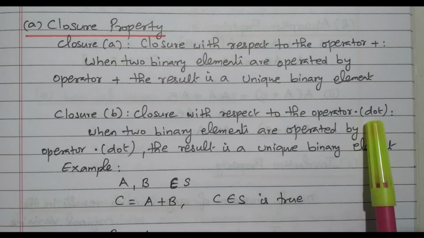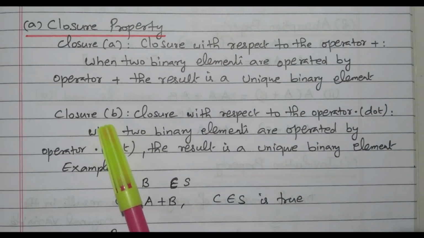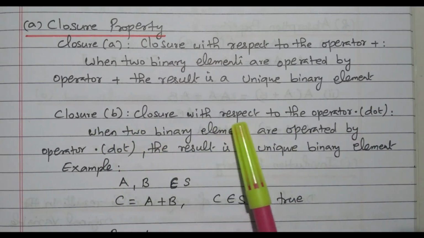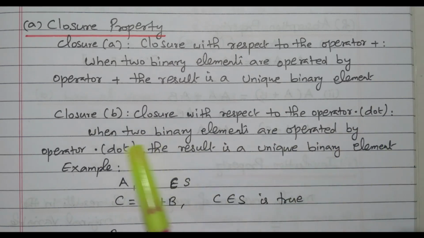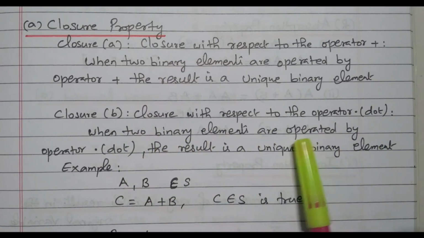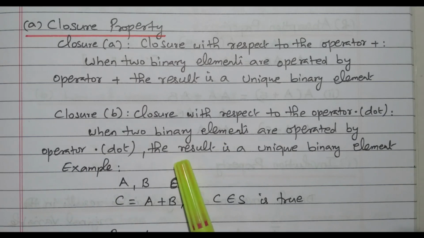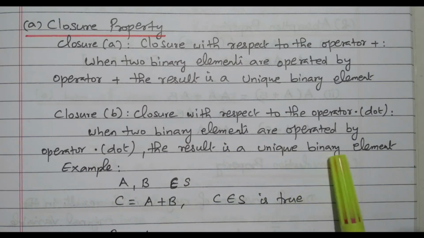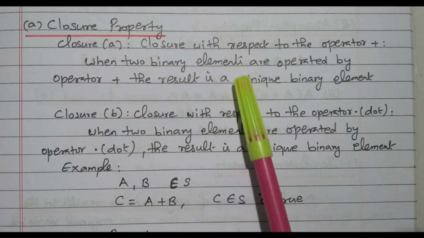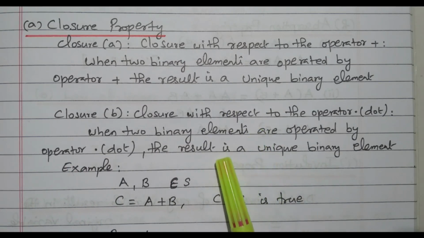Similarly, the dot product, closure B. The closure with respect to the operator dot. When two binary elements are operated by the dot operator, the result is a unique binary element. Either plus or dot, the result is also unique. So that is explained here.